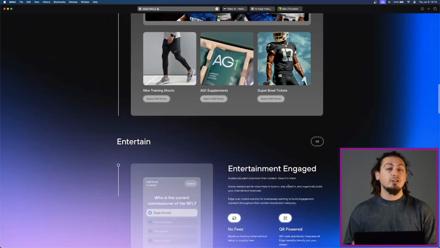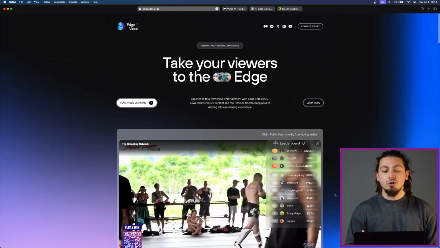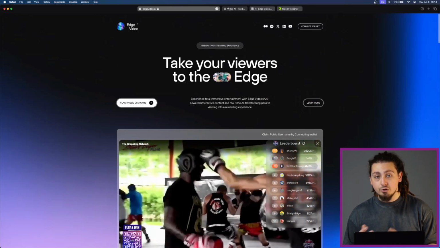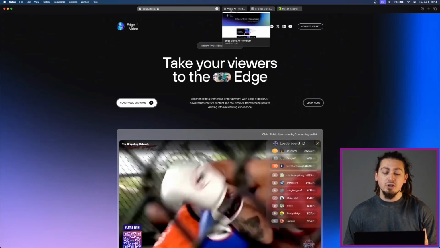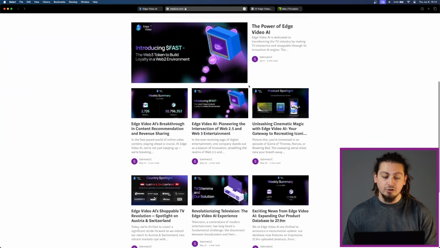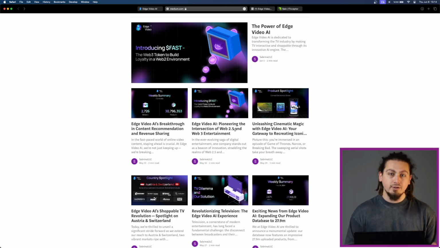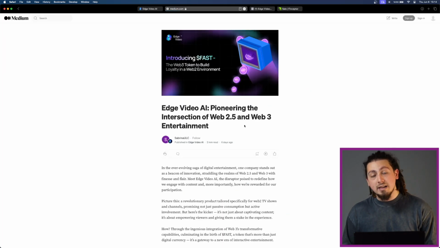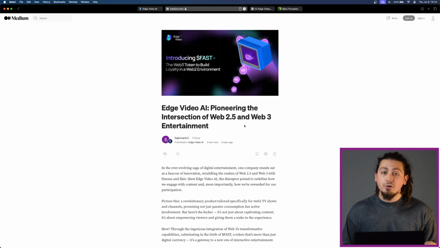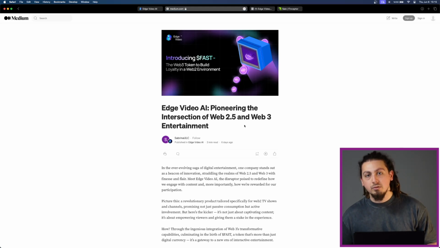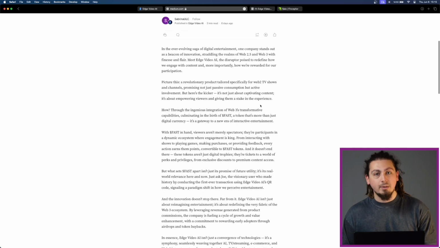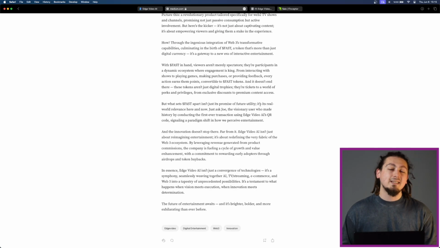And also thanks to this circular ecosystem, they ensure a sustainable and fair distribution of rewards through product commissions and programmatic acquisitions, fostering long-term value for the FAST token holders. And one other thing about Edge Video AI is that they're bridging the gap between Web2 and Web3. People who are using Web2, I mean, many people, are often skeptical about Web3. They only know the bad sides about it.